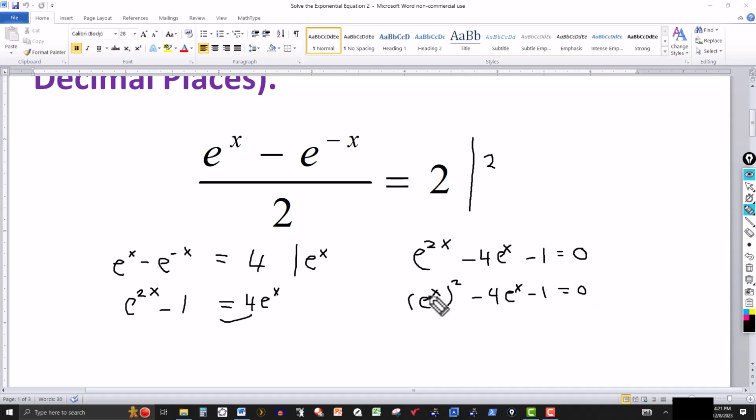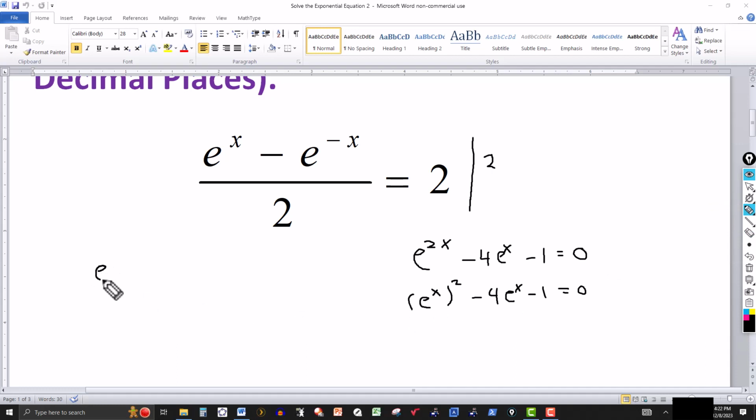Now replace this e to the x by, say, a y. I would have y squared minus 4y minus 1 is equal to 0. So you can think of this as a quadratic equation, except the variable is e to the x. You could use a substitution, but it's not needed. This doesn't factor. You try to factor it in terms of y, it doesn't factor. So we would use the quadratic formula.